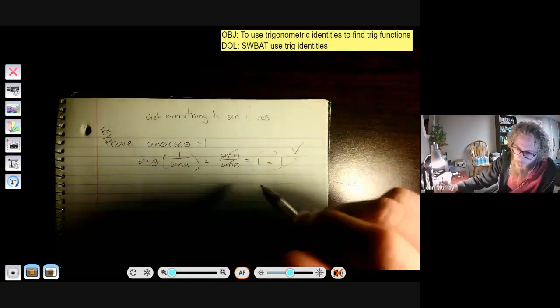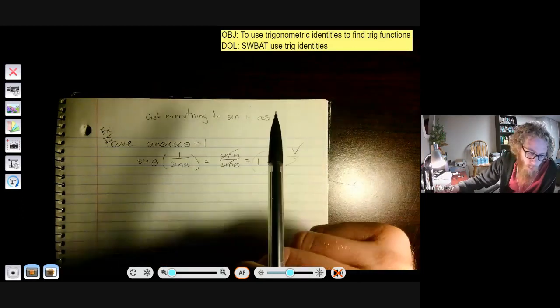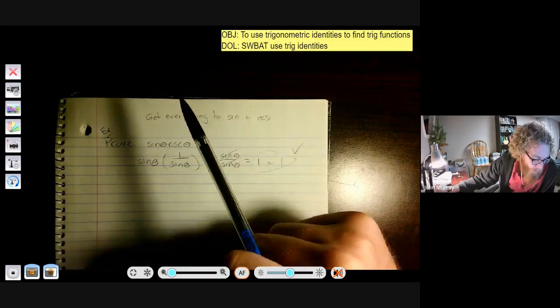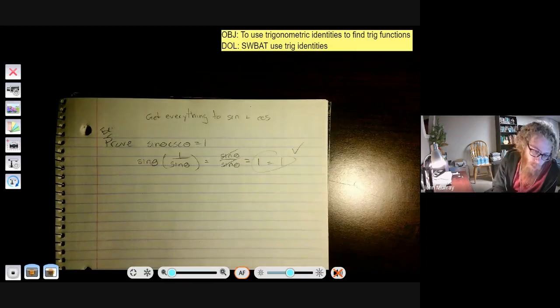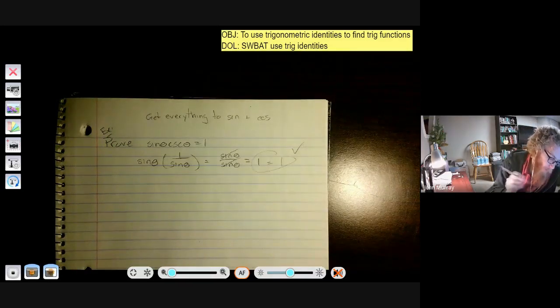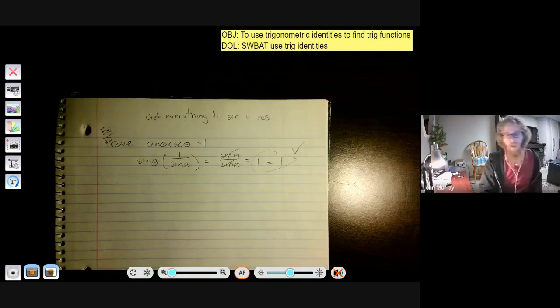All right. I'll show you a couple more examples with this tomorrow. And then we'll continue with what they call solving the triangle, which is not too difficult. It's pretty straightforward. All right, guys. Any questions?